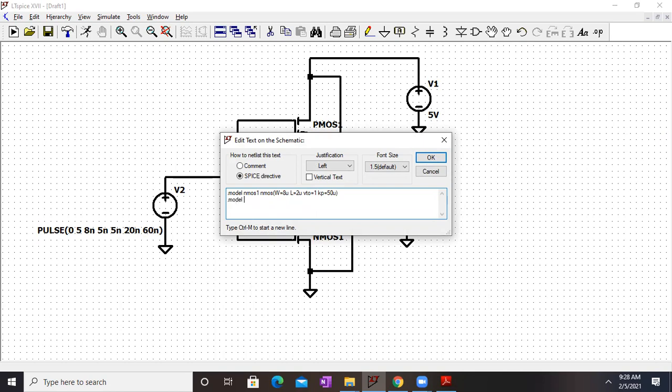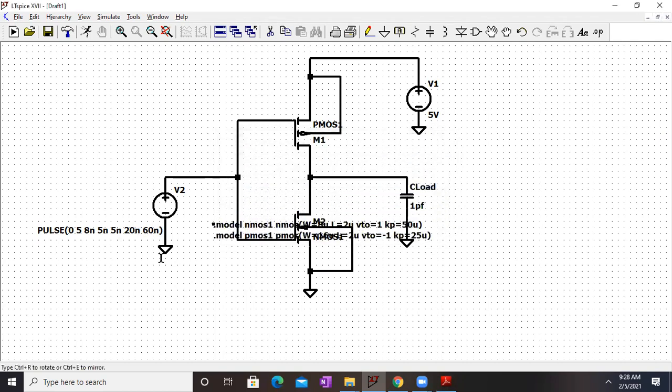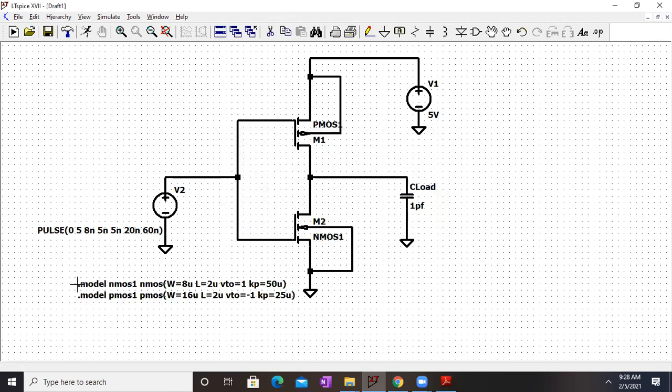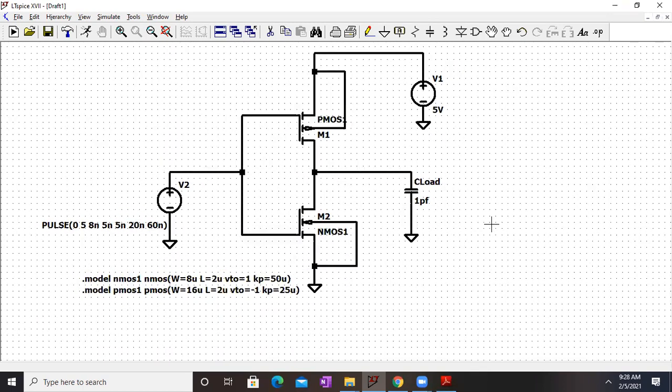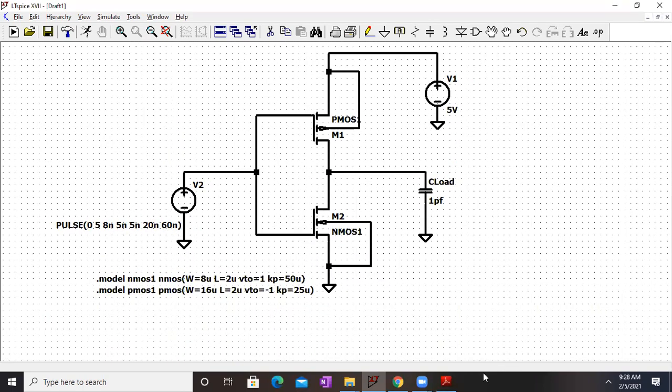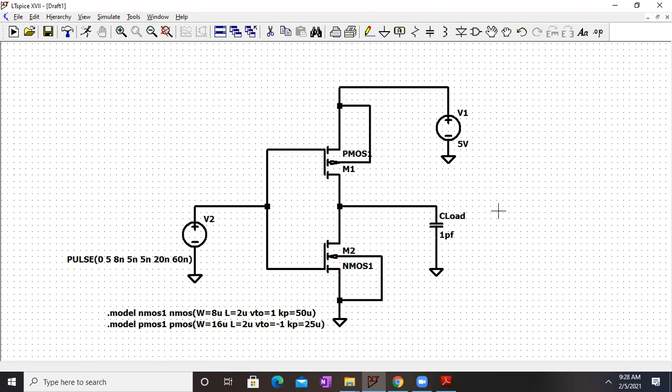And for dot model for PMOS, the parameters are, this is PMOS, W is equal to 16 micrometer, L is same as 2 micro, and your VTO is equal to -1, and your KP value was given as around 25 microampere per volt square. Okay, so very quickly I'll add the statements over here. So it's almost ready. So we just have to simulate that, and we are there with the results.